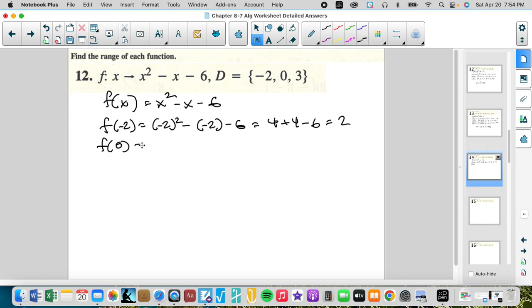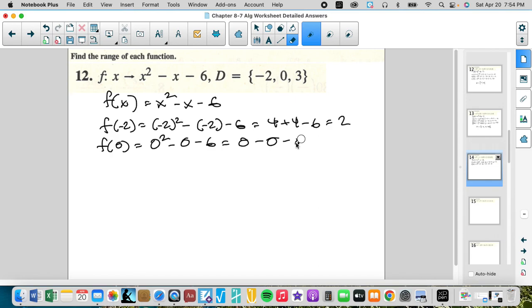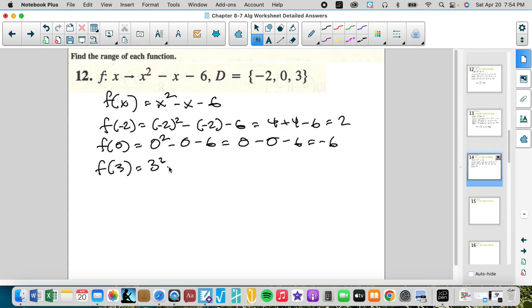F of 0 is 0 squared minus 0 minus 6, 0 minus 0 minus 6 equals negative 6. F of 3 is 3 squared minus 3 minus 6, which is 9 minus 3 minus 6, which is 0. My range is going to be negative 6, 0, and 2.